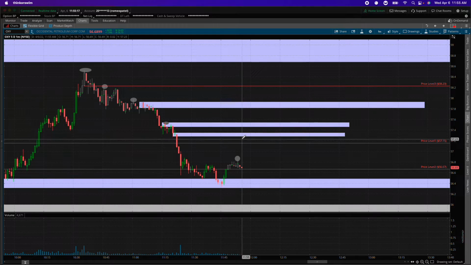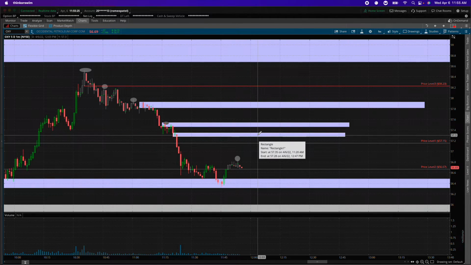So if you know that, hey, it's going to break out of this, more than likely it'll test this. For me, it's not a big enough movement. This is from 57.30 to 57.45.